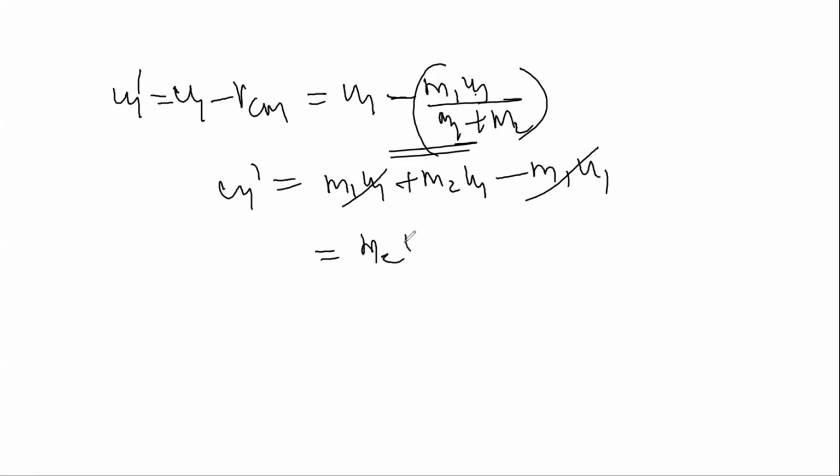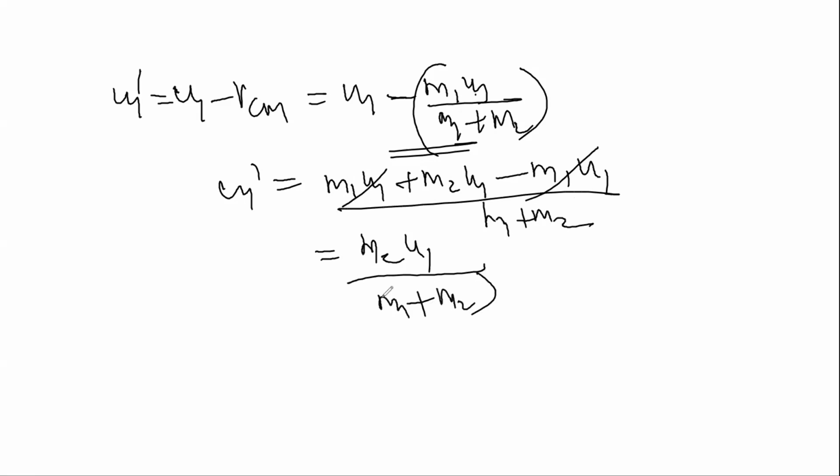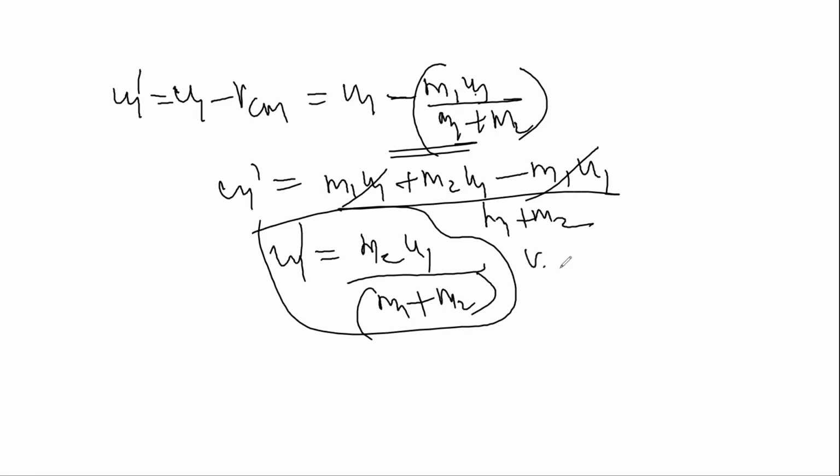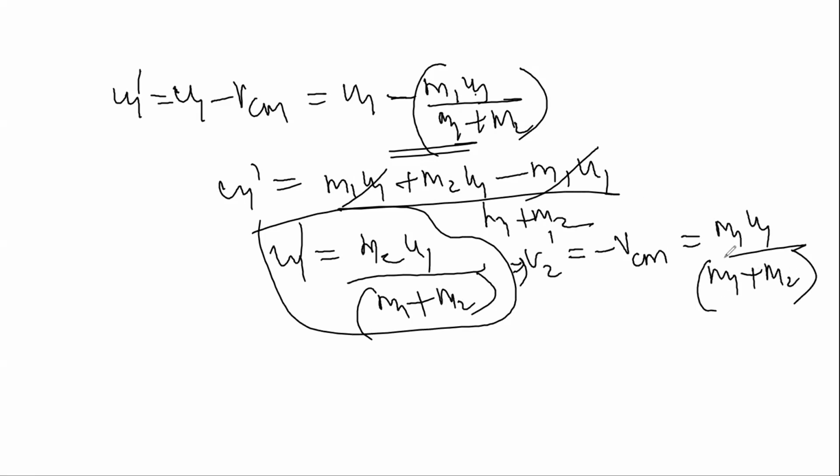I'll get u1 dash equal to m2 u1 by m1 plus m2. Okay. Now, what is v2 dash? v2 dash equal to minus VCM. That is equal to m1 u1 by m1 plus m2. Simple, m1 u1 by m1 plus m2, because u2 is 0.